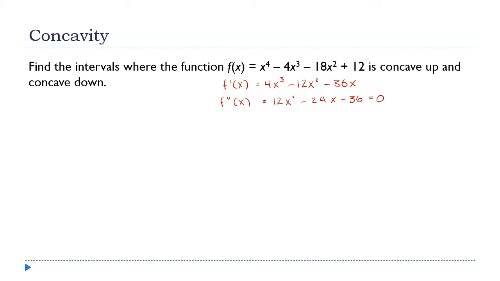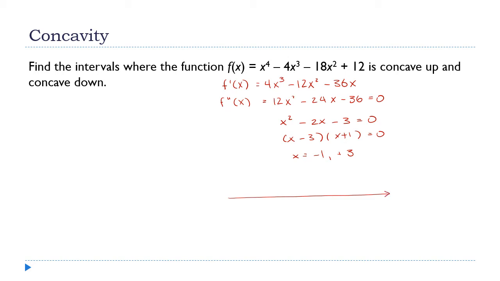And then divide everything by 12. Let's just simplify this. This becomes x squared minus 2x minus 3 equals 0. And now this is going to factor: x minus 3 times x plus 1 equals 0. So I get two values to test. I get -1 and positive 3. So let's try that out.